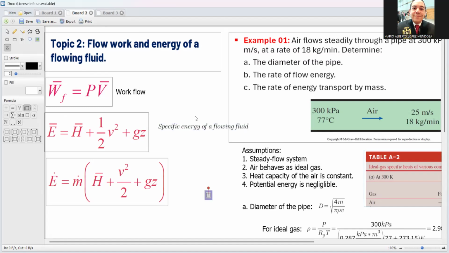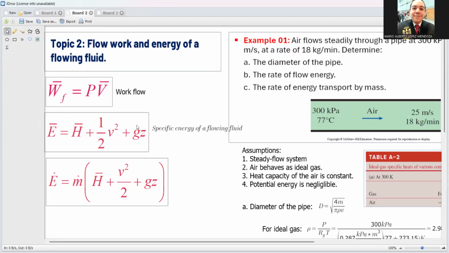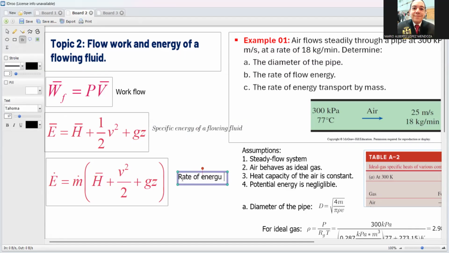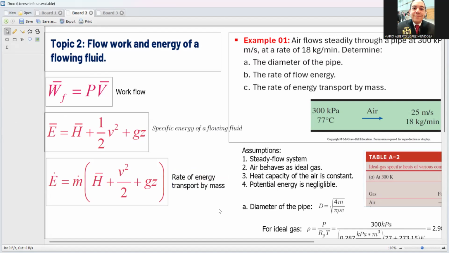which is related with the total energy that this fluid will have passing through our engineering device; and finally the rate of energy transport by mass, which is related with the quantity of energy that we supply or remove from our control volume because of the fluid flow, when we enter or remove material from the control volume.